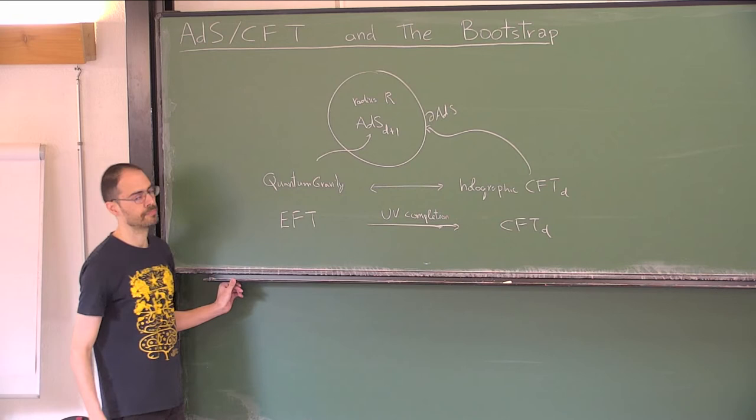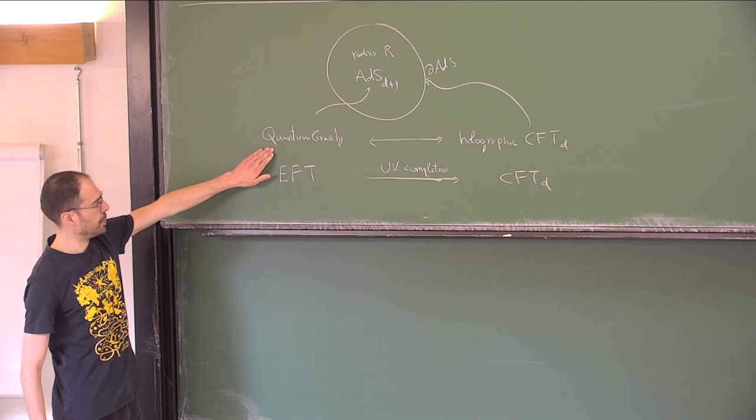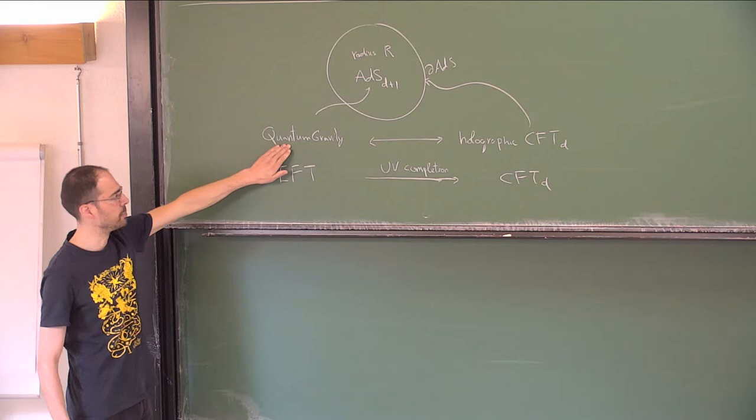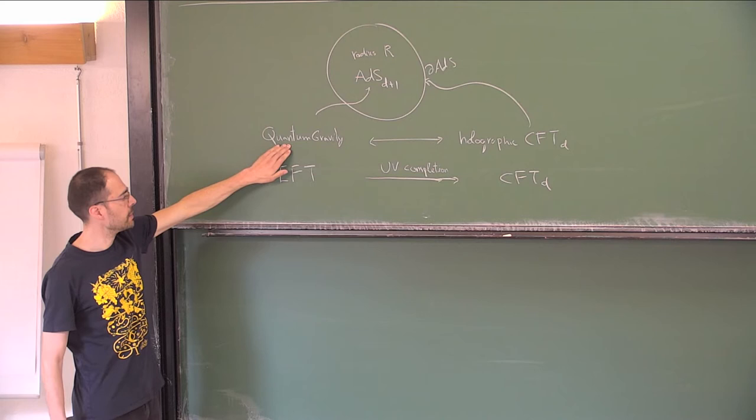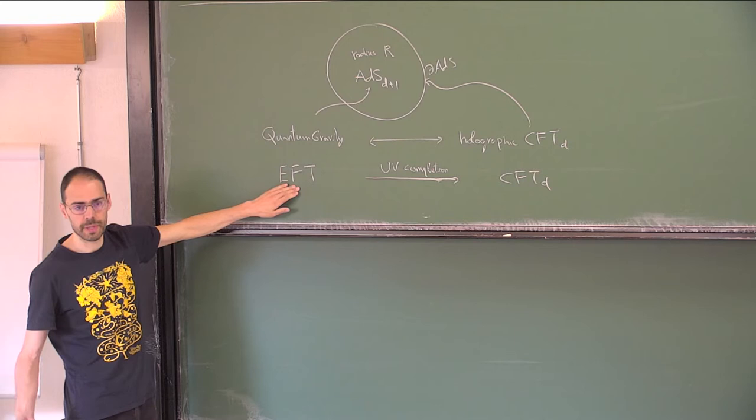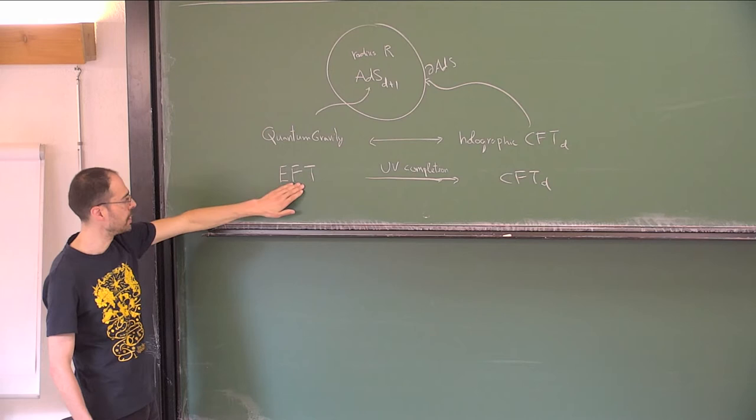So the examples we know work more like this because we, in principle, have a definition of quantum gravity to all energies if we use string theory, at least order by order in G-string. But here, for most of the discussion, I want to take this more general perspective that perhaps we can find UV completions of effective field theories in AdS, for which we don't know the string theory origin.